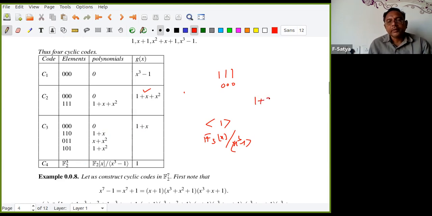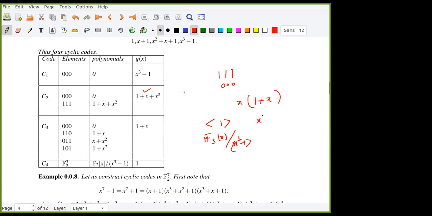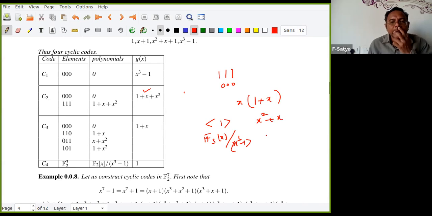So let us work out. What happens if I multiply by x? X plus x squared. X plus x square plus x, right? So x square plus x, how do you write as a polynomial now, as a code word now? 110. You understand? So are you writing in reverse direction? Okay, sorry. X plus x square only, right? X plus x square. Now the constant term is 0. So 0, x coefficient is 1, x square coefficient is 1, right?